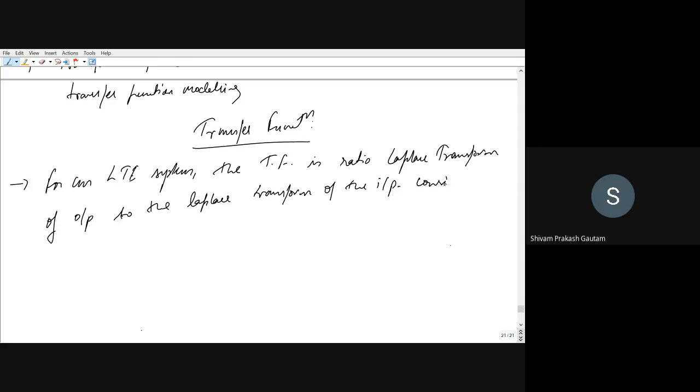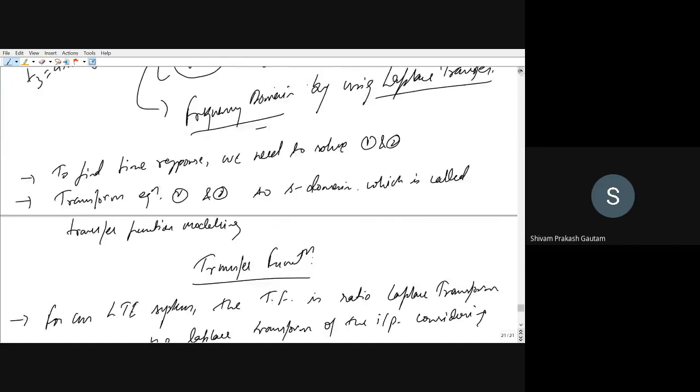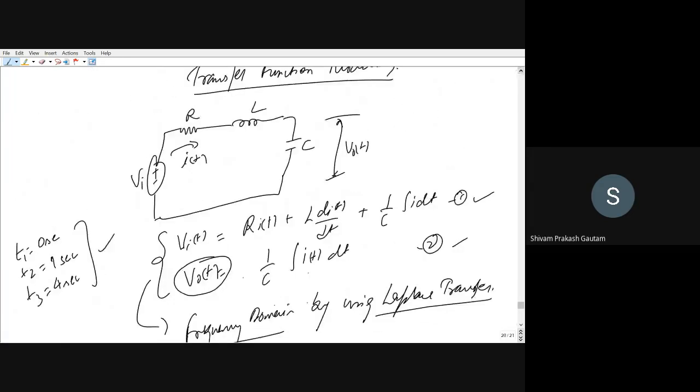Considering initial condition to be 0, that means the transfer function will be equal to the Laplace transform of output. Output in our case was V naught t, as we have seen. But whatever you want to measure, if you want to measure the voltage across the inductor, you can take VL t. Right now we are taking output across the capacitor, so our output is V naught t.